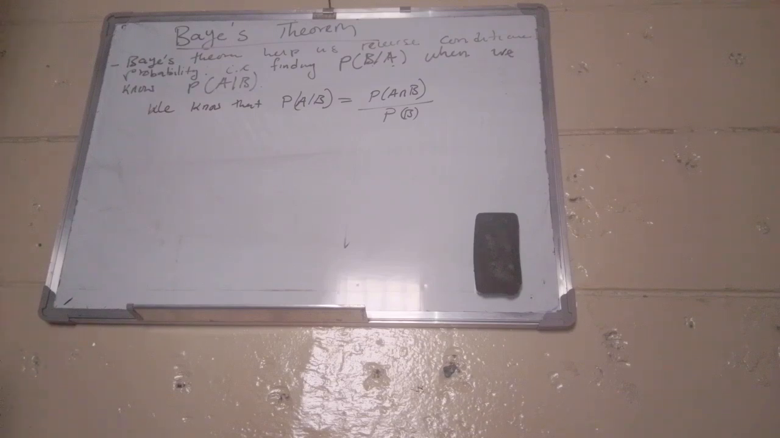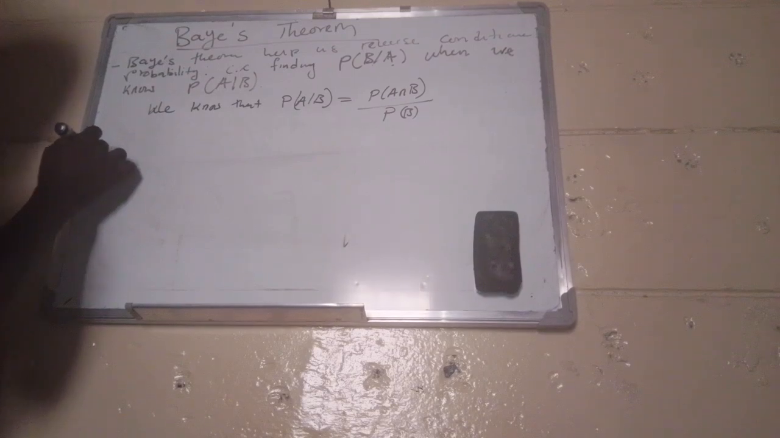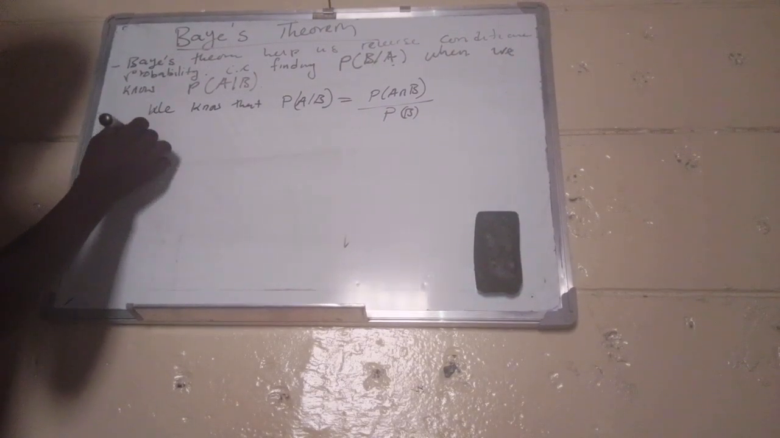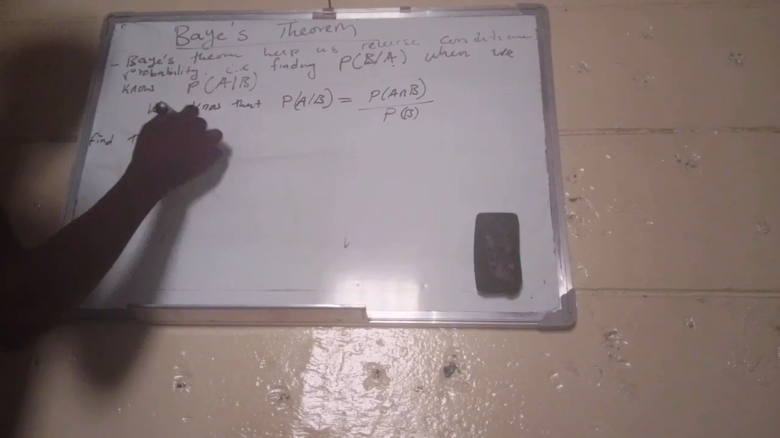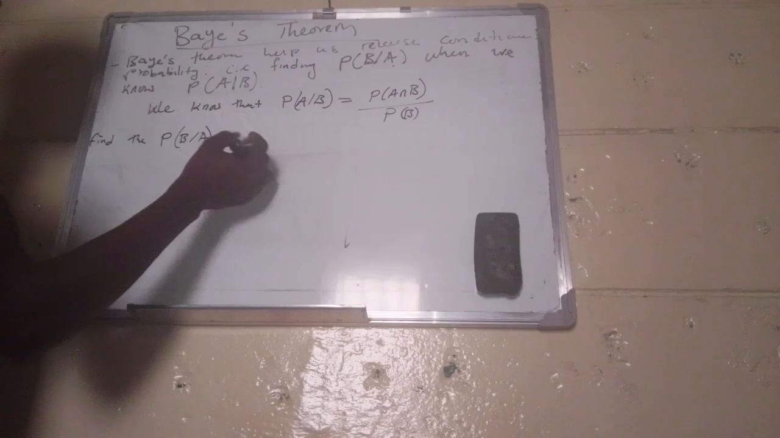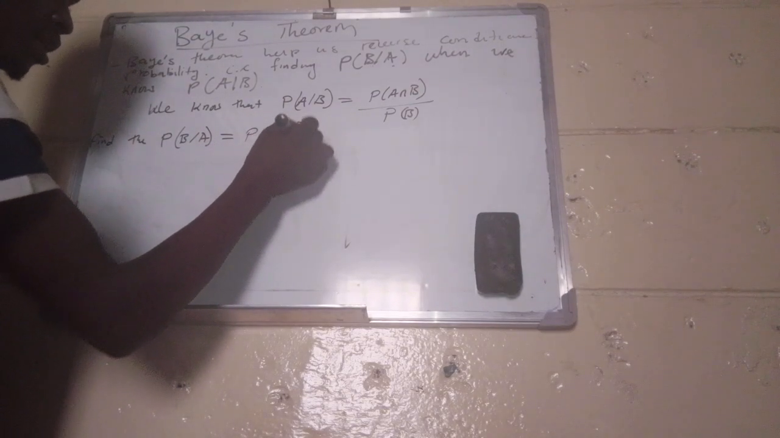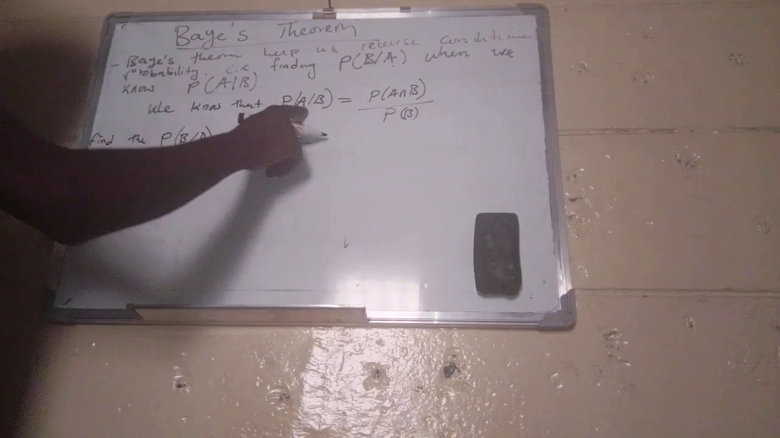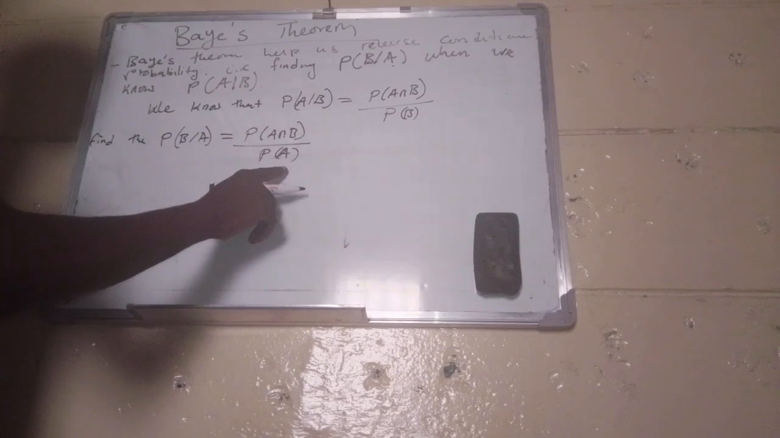So what am I going to do? We want to find the probability of B given A. B given A, according to the conditional formula, is still the same concept: probability of A intersection B over the probability of A. A given B is A intersection B over B. B given A is A intersection B over A.